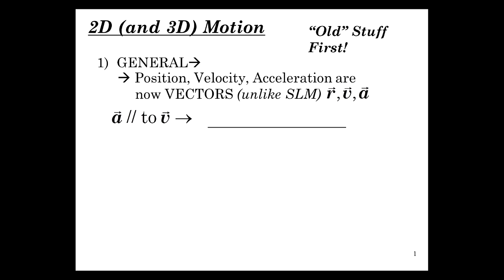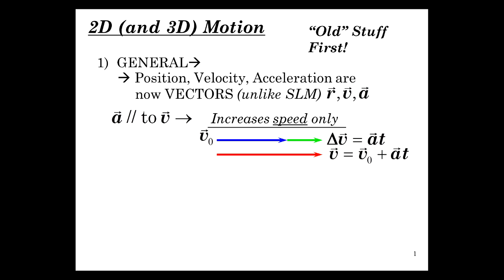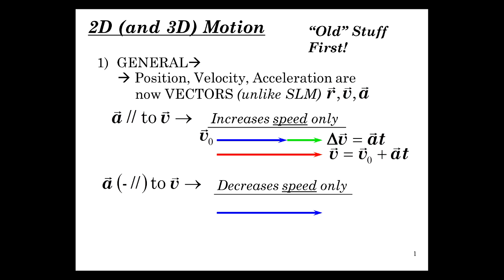If we have the acceleration parallel to a velocity, what does it do? It increases the speed, and that's it. So here is our initial velocity, and we add a change in velocity, which is an acceleration times time. Same direction, the result is a final velocity, which is initial plus at. If a is anti-parallel to v, it decreases the speed, and that's it. So here we have our initial. Here we have an anti-parallel acceleration, change in velocity in the opposite direction, resulting in a final velocity. That's a little bit less.